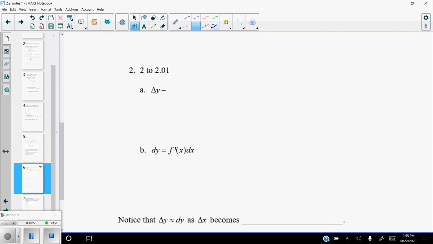So again, we have to do f of 2.01 minus f of 2. That's the actual change in y. f of 2.01 using the calculator is going to give you 9.140701. And then f of 2 is 9. So we end up with 0.140701. That's the actual change in y.